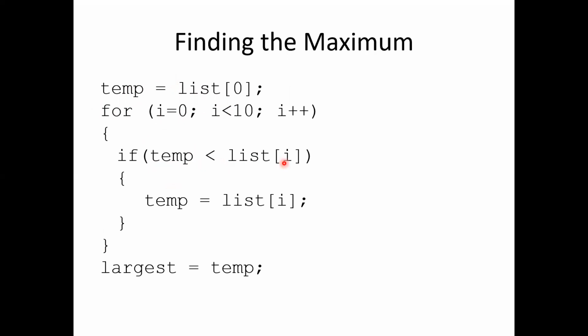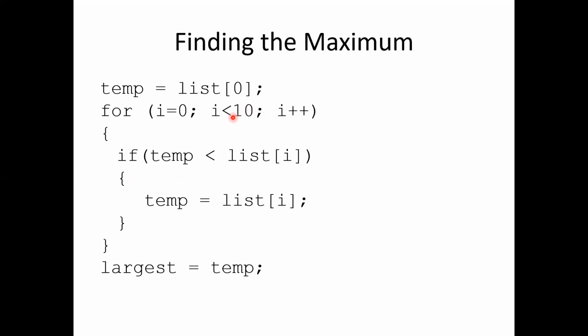Since it is true, it will go to the next step, which is to test if temp is less than least i. What is temp? That is equal to least 0. So is least 0 less than least 0? This is false, therefore it will not perform this, and we'll just go back here. It will increment by 1 and then test again if i is less than 10.